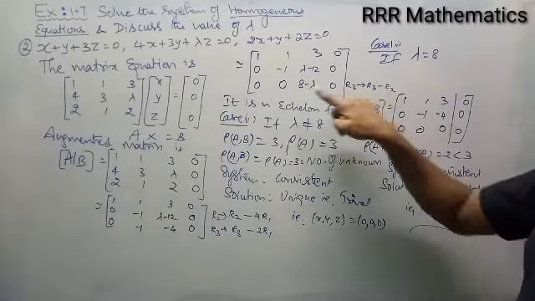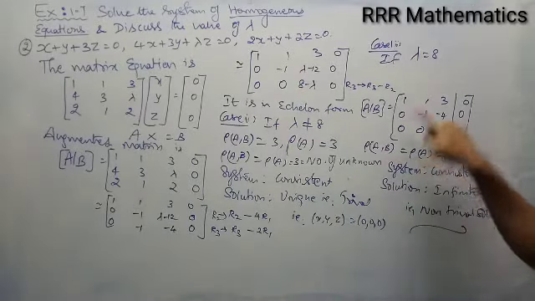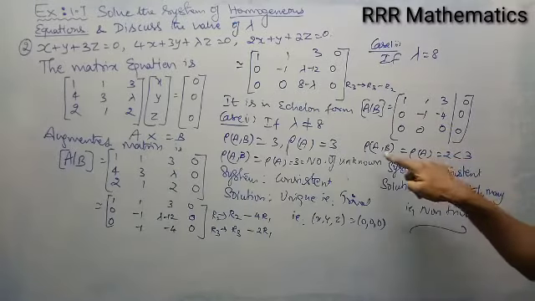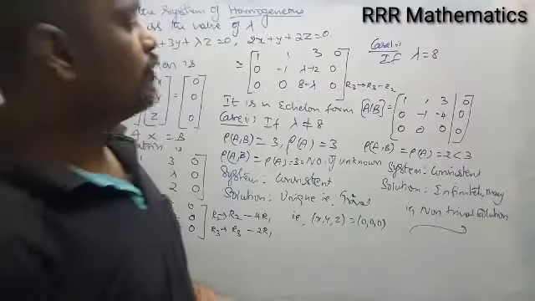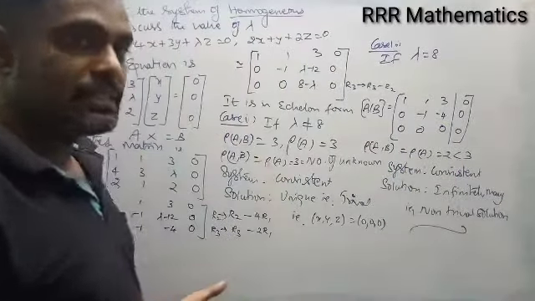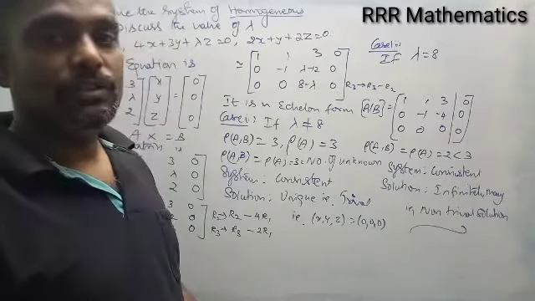Case 2: if lambda equals 8, the last row will be 0, 0, 0, 0. This is a particular value, so I can show the matrix. According to the matrix, the rank of A comma B and the rank of A are 2, which are equal but less than the number of variables. Therefore the system is consistent, but it has infinitely many solutions, that is, a non-trivial solution. Is it clear?